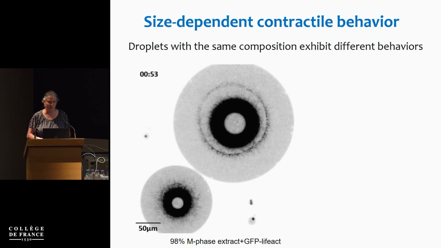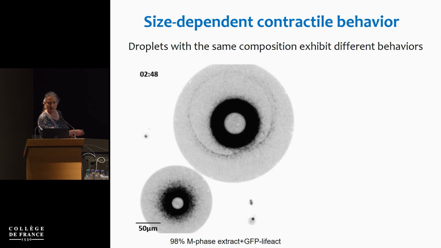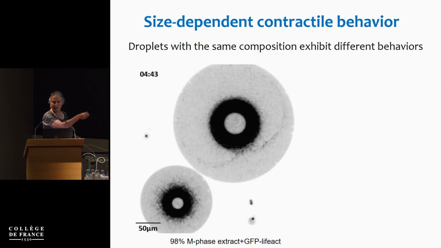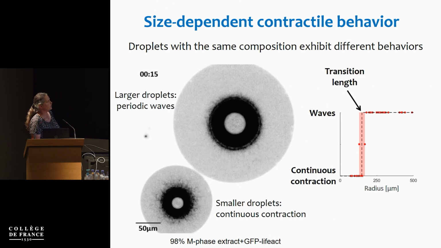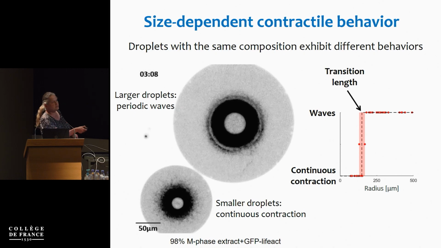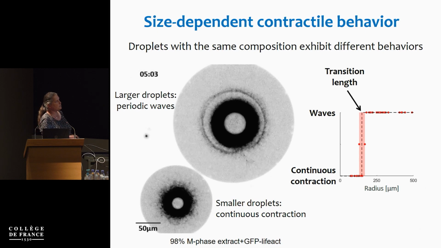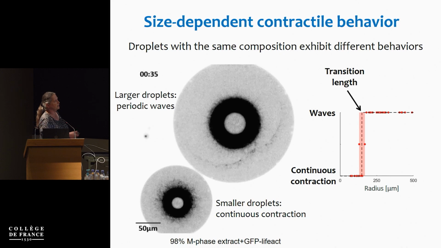Now, what we notice is when we take these systems, we can get this continuous contraction that I just described earlier, but we can also get periodic global contraction that is periodic, as you can see here. And this turns out to be size dependent. If we look at a bunch of droplets, in smaller droplets we see this continuous contraction, and when we go to larger droplets, we see these waves, these concentric periodic contractions. And there's a pretty well-defined transition length between this continuous contraction and these wavy contractions.